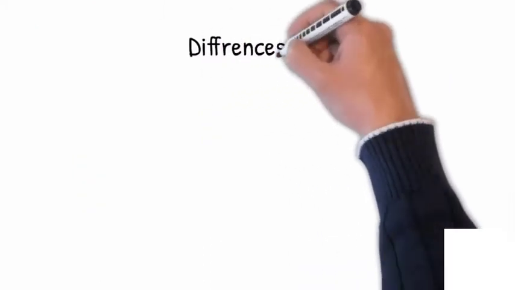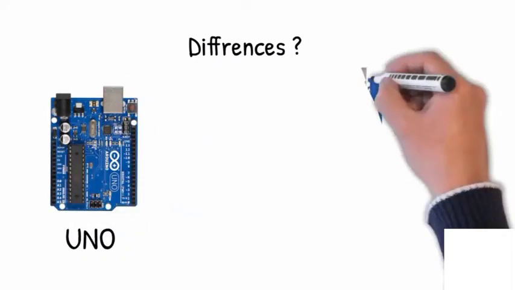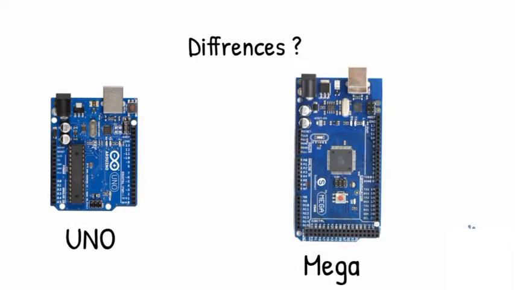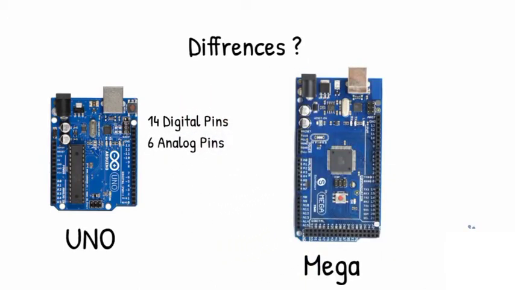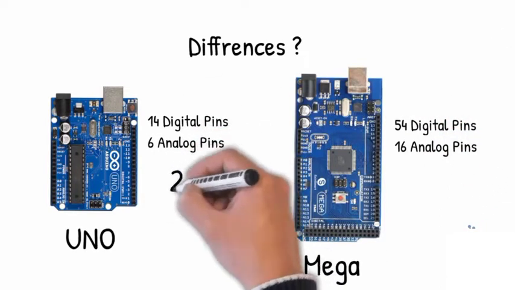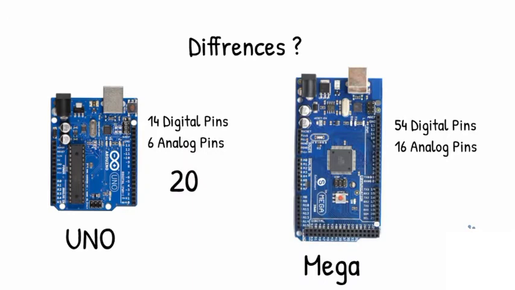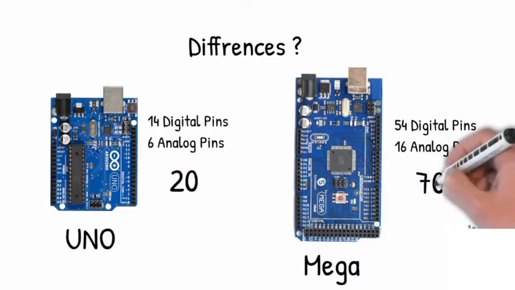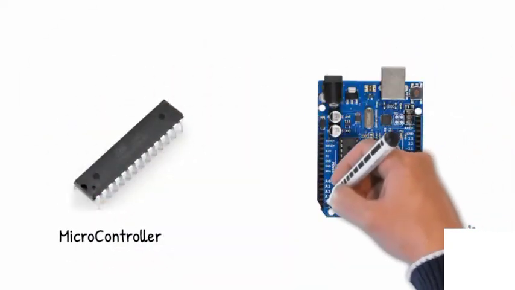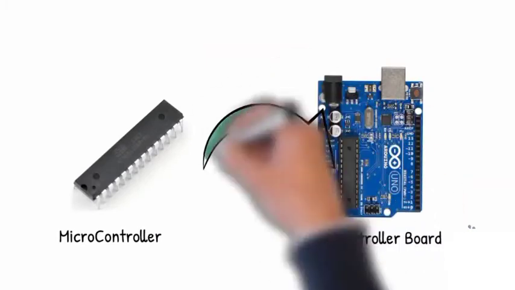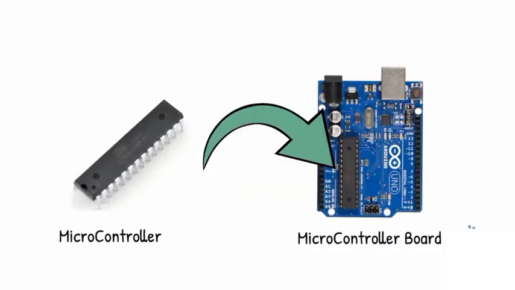The main difference is the size, capacity, and number of pins between these boards. Uno has 14 digital and 6 analog pins. Mega has 54 digital and 16 analog pins. This means we can connect 20 different sensors and devices to Arduino Uno and 70 to the Arduino Mega. Note that the Arduino does not produce microcontrollers. They produce microcontroller boards that contain microcontrollers.